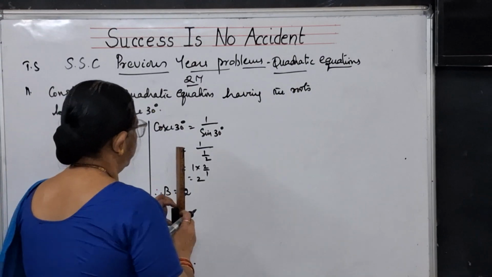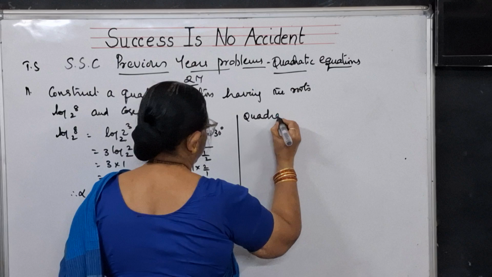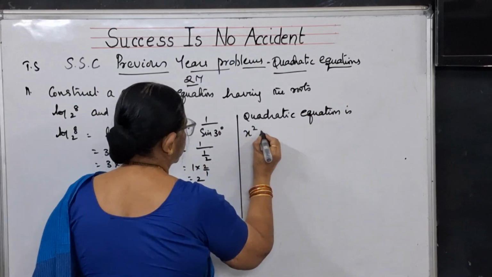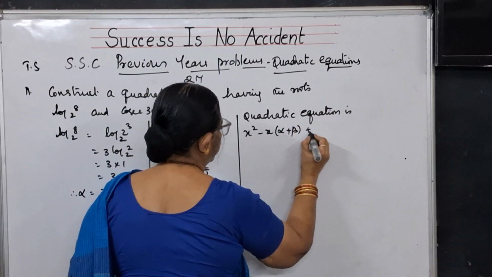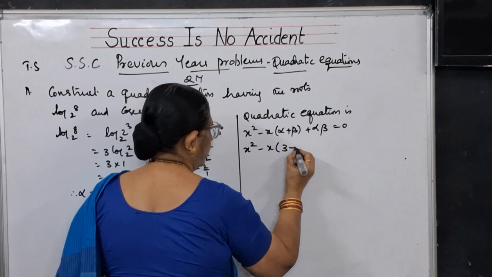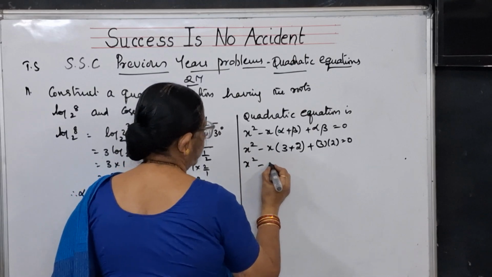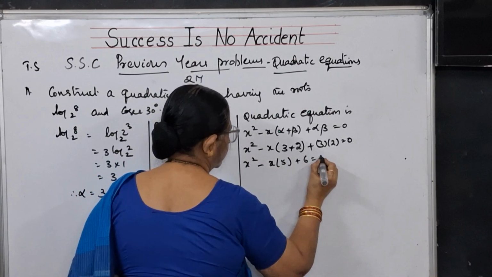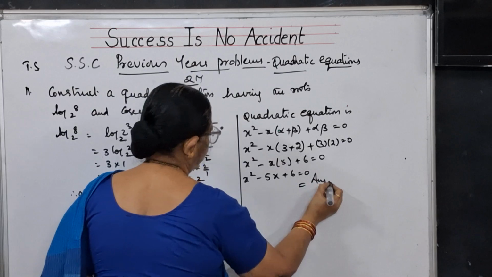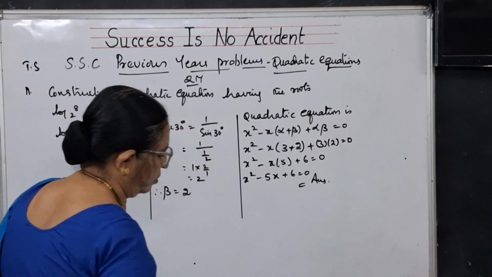You have got alpha and beta. So quadratic equation is x square minus x into alpha plus beta, plus alpha beta is equal to 0. x square minus x into alpha is 3 plus beta is 2, plus 3 into 2 is equal to 0. x square minus x into 5 plus 6 is equal to 0. x square minus 5x plus 6 is equal to 0 is the answer for this problem, children. So write down this.